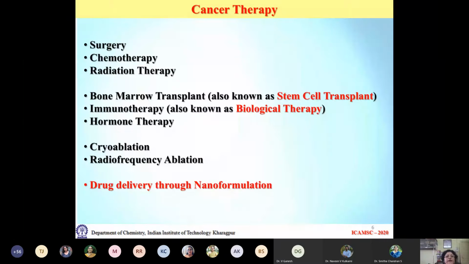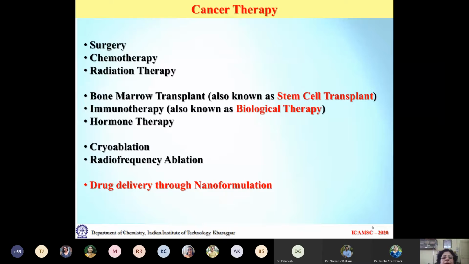So what are the cures which we have? We have the surgery, the chemotherapy, radiation therapy. We have the bone marrow transplant, where the stem cells of your own or somebody else's, who is related, can be used. That is the place where you generate the immune cells. So if you can change or get a transplant, then you have the therapy in that manner.